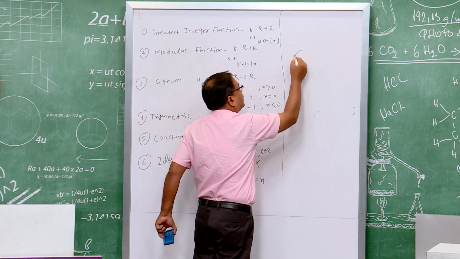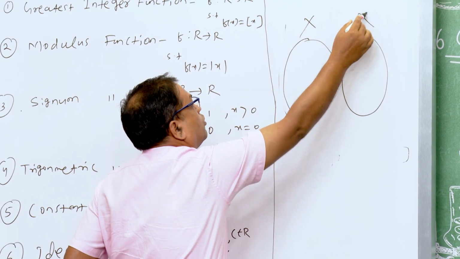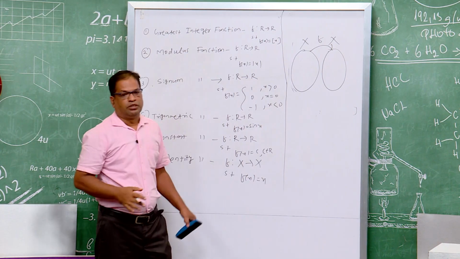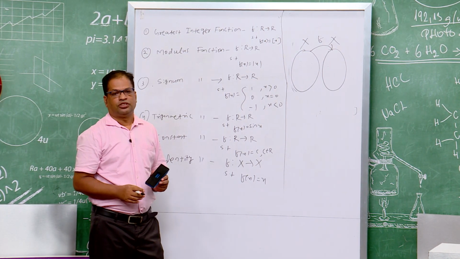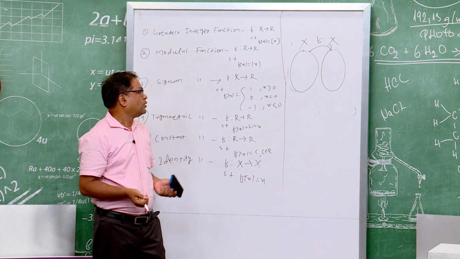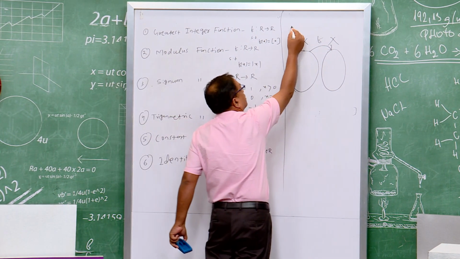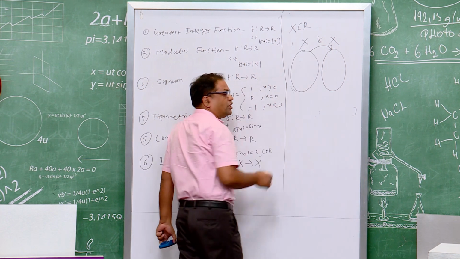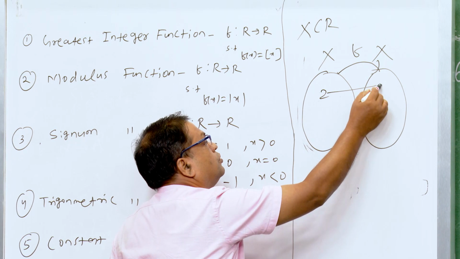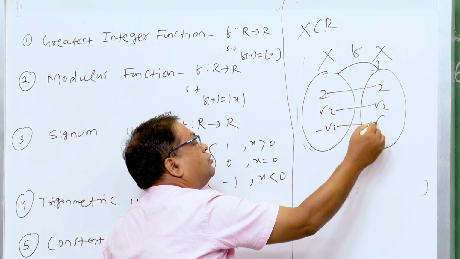So what is this identity function? In the identity function, the domain and codomain are the same. It may be from R to R, from the set of integers to the set of integers, from the set of positive real numbers to positive real numbers, or from rational numbers to rational numbers. So X is any subset of R. What is the identity function? 2 goes to 2, root 2 goes to root 2, minus root 2 goes to minus root 2.